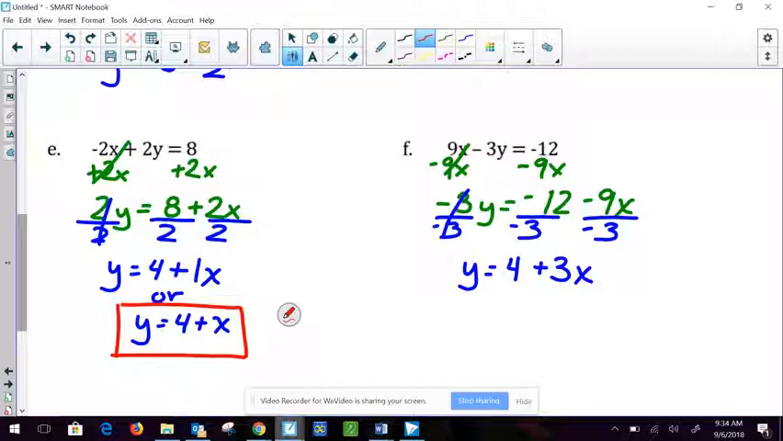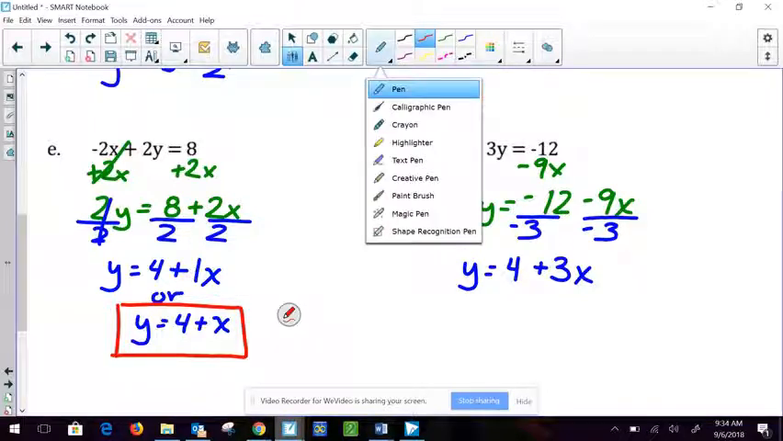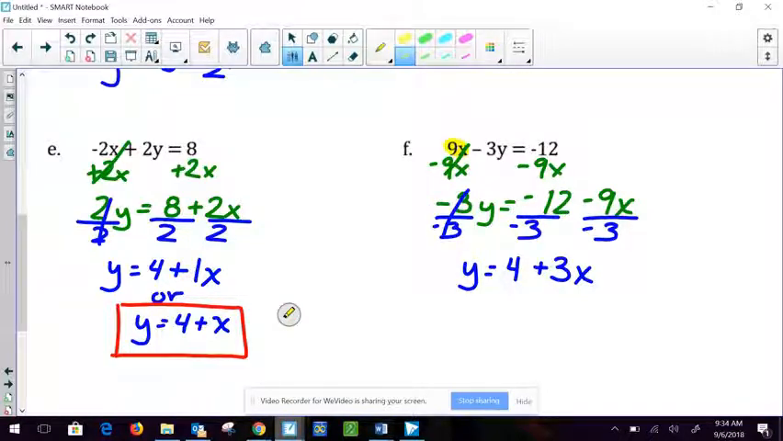Looking at letter F, carefully recognizing the fact that my 9x is positive, I subtracted 9x from both sides. So I ended up with a negative 3y is equal to negative 12 minus 9x. And then I saw that I had a negative 3 in front of my y, so I divided every single term by negative 3.